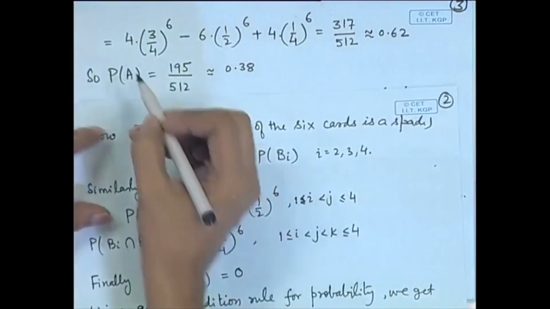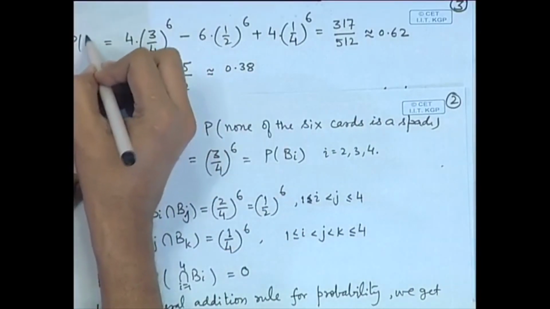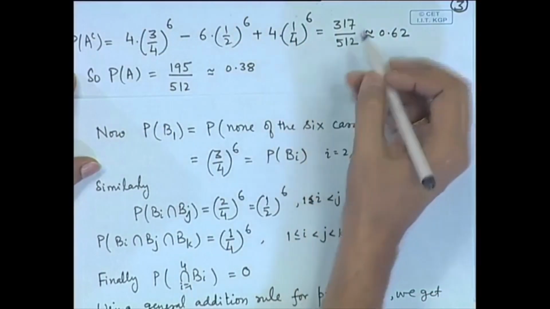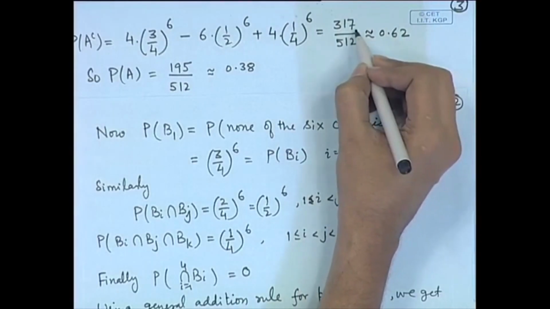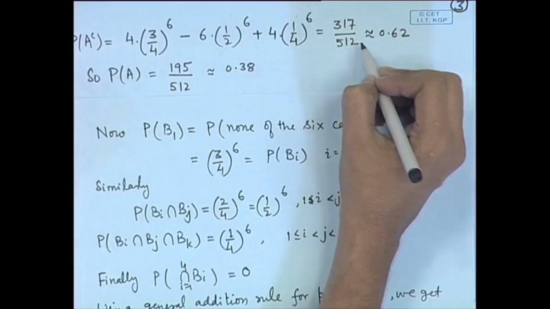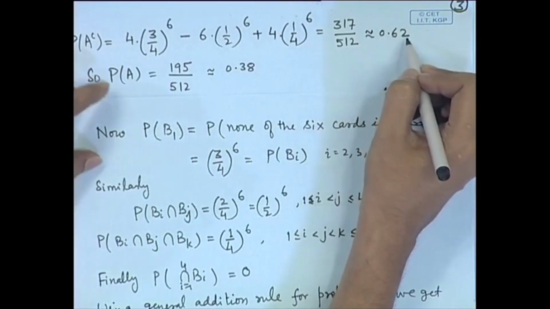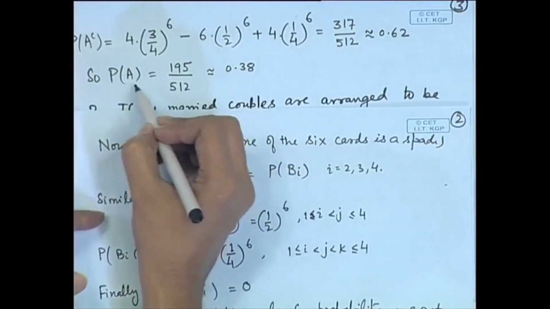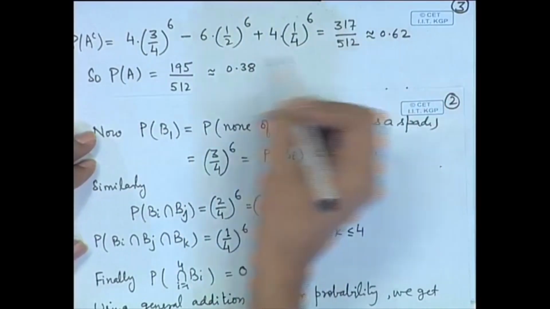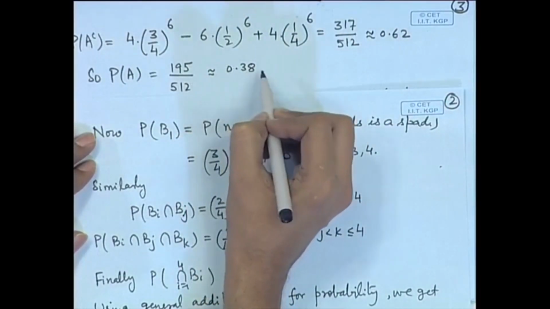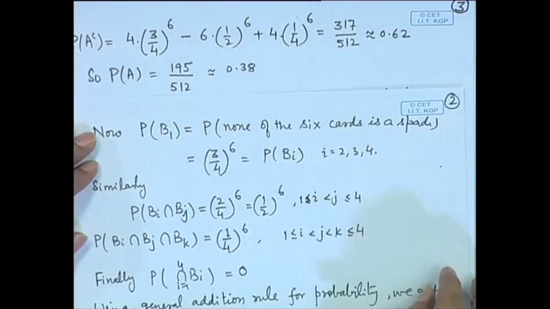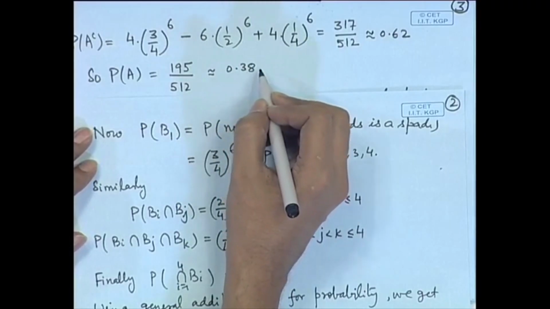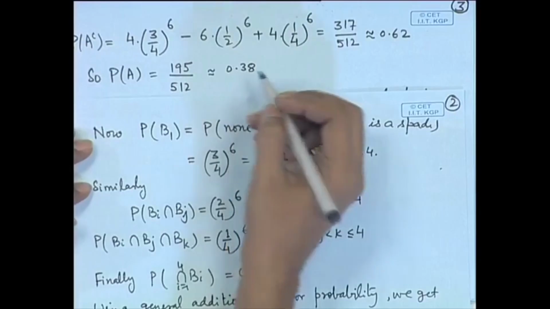Therefore, the probability of A complement is equal to this expression, which after simplification turns out to be 317 divided by 512, approximately 0.62, and therefore the probability of A becomes 1 minus this, that is equal to 195 by 512, or approximately 0.38. So, the answer to the question that each of the 4 suits will be represented at least once is 0.38, which is less than 40% basically.